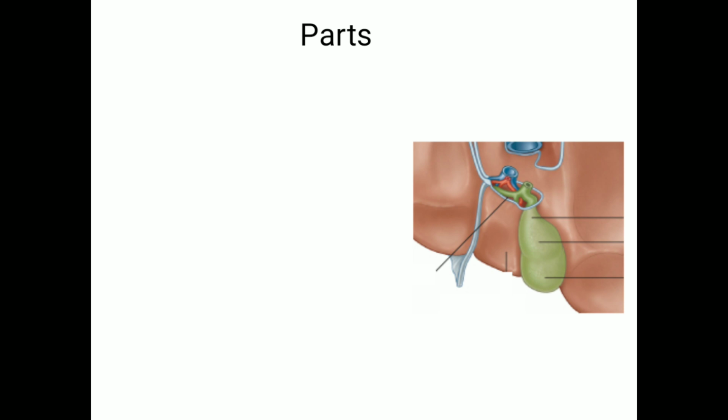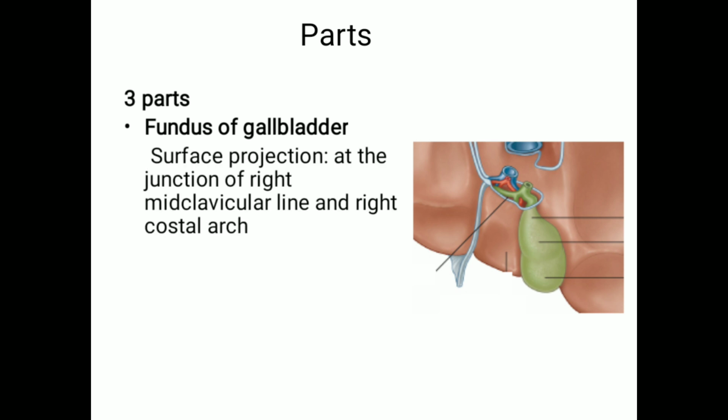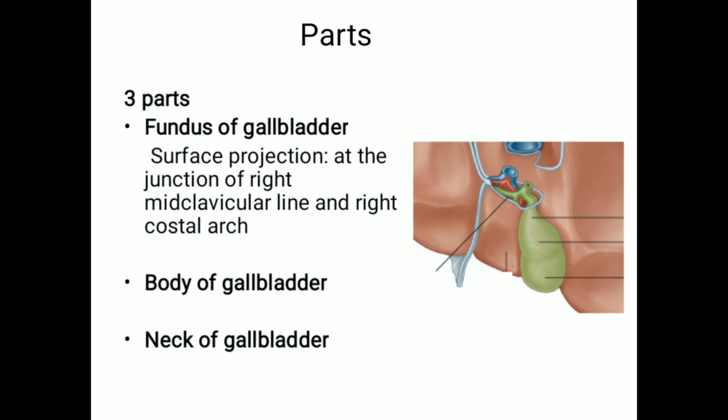Next we look into the parts of the gallbladder. It consists of three parts. The fundus of the gallbladder, this is the fundus, whose surface projection is at the junction of the right mid-clavicular line and the right costal arch. Then the body of the gallbladder, and next comes the neck of the gallbladder. So the three parts of the gallbladder are fundus, body and neck.